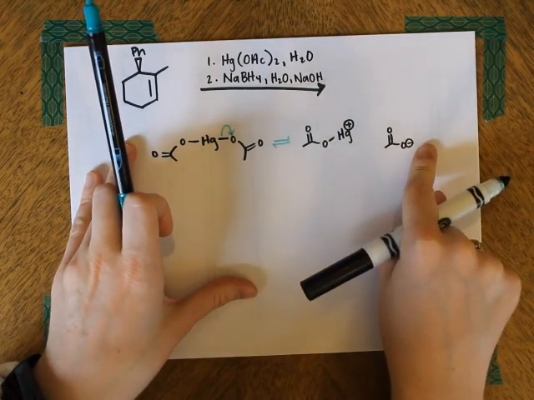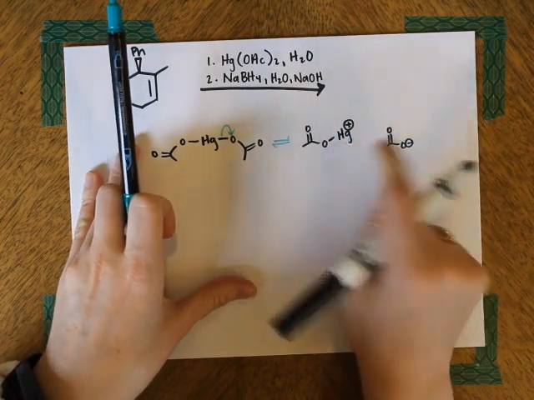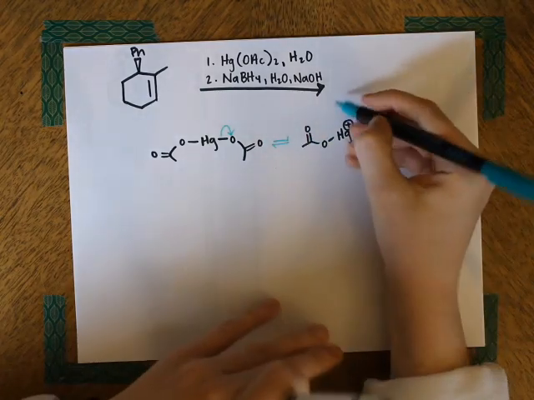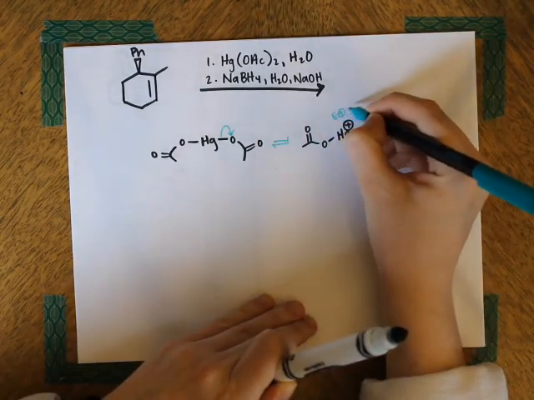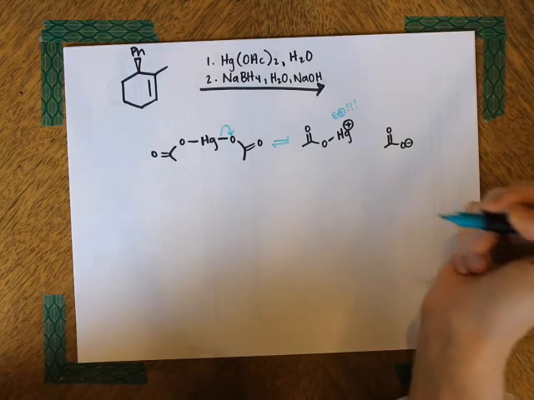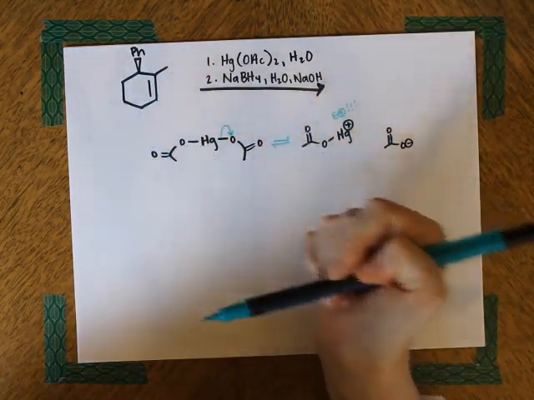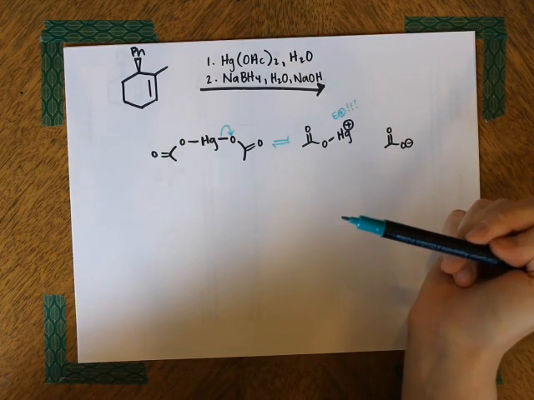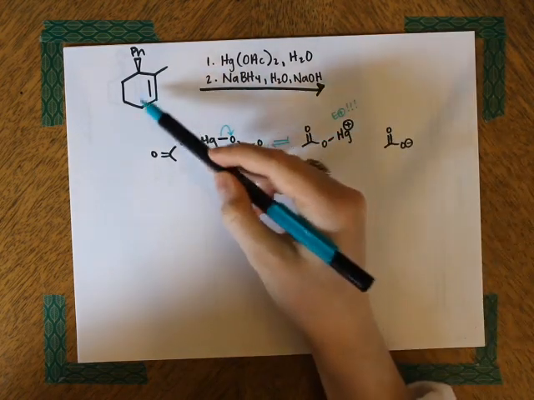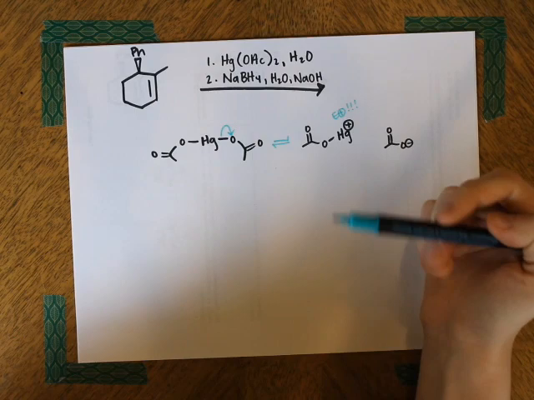Because that was a really good leaving group. So now I've made this. Now this is an excellent electrophile. This is an excellent electrophile. And remember last time we talked about how double bonds, pi bonds, can be nucleophiles or bases. So that is going to act as a nucleophile and attack my electrophile.